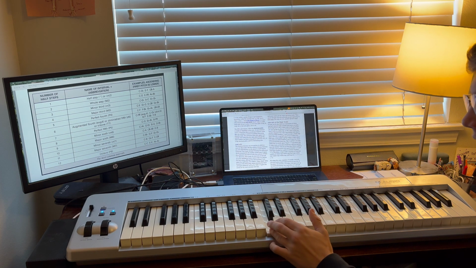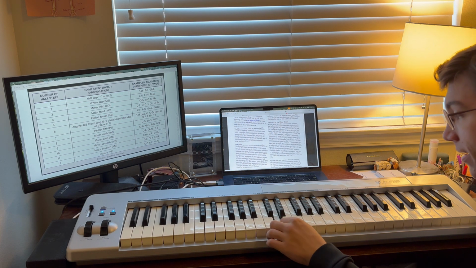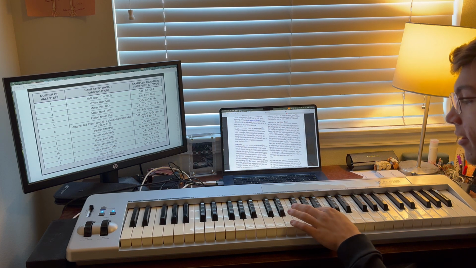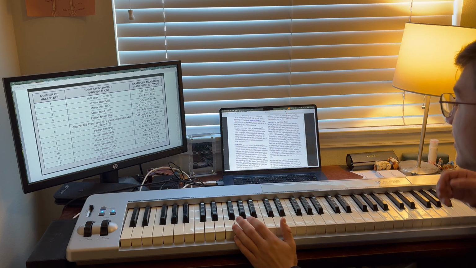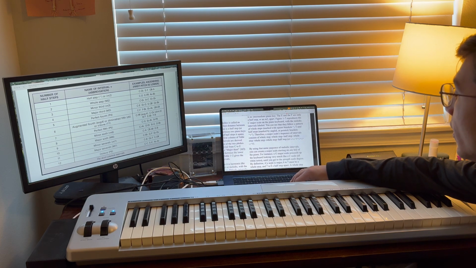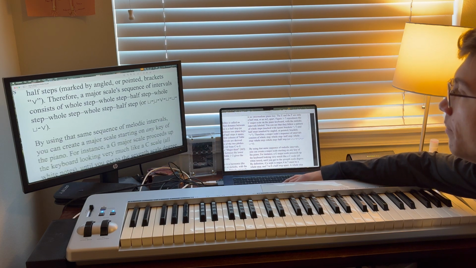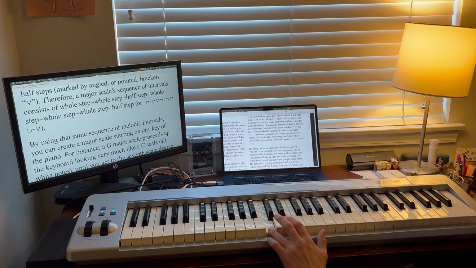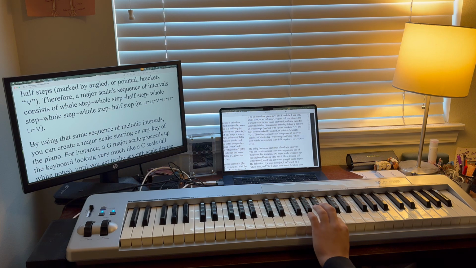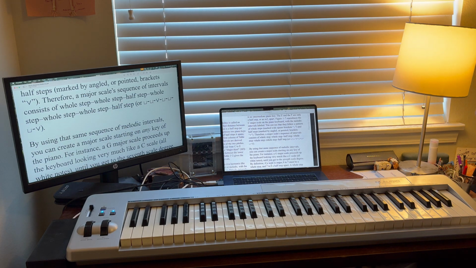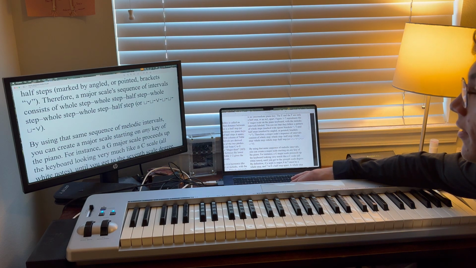Well, we know that C to D is a whole step. Then from D to E, it's a whole step. Then from E to F, it's a half step. Then F to G, it's a whole step, whole step, whole step, half step. So our major scale intervals always go whole step, whole step, half step, whole step, whole step, whole step, half step. Now, notice that half step between the B and C, the seventh, leading tone? That is what causes that tension that we were talking about earlier for that leading tone. So 2 whole steps, a half step, 3 whole steps, and a half step is what makes up a major scale.